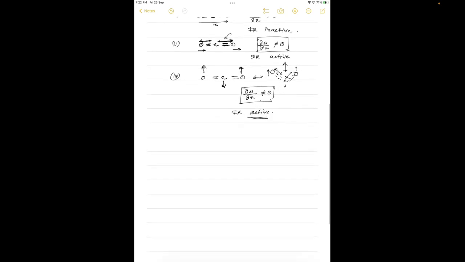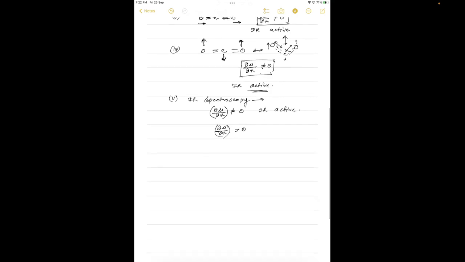Now the take home message is that for IR spectroscopy, for any vibrational normal mode to be IR active, you have to check the change of dipole moment due to that corresponding motion. So you have to calculate del mu del x. If this change of dipole moment, del mu del x, is not equal to 0, then the respective mode will be IR active. If del mu del x is 0, then the respective vibrational mode will be IR inactive.